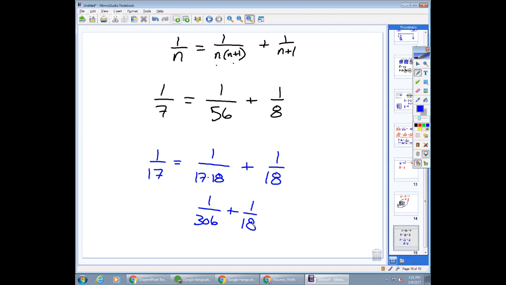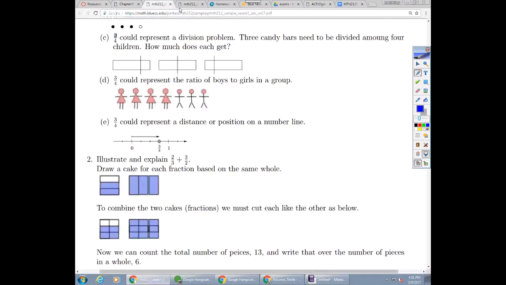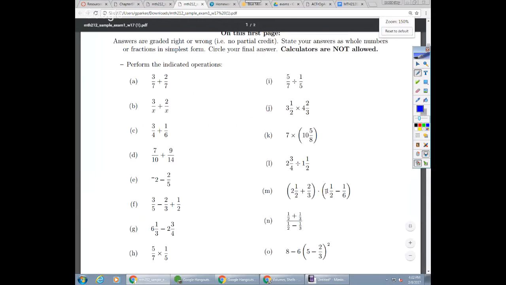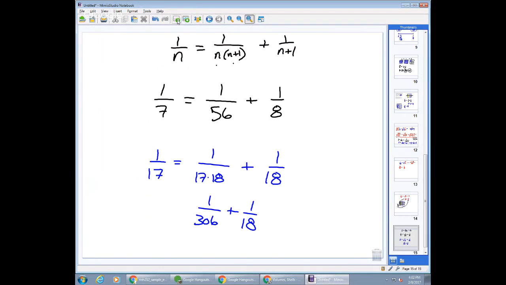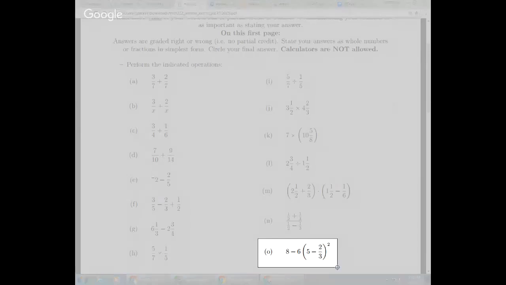I have another question. Okay, what's up? So on the front side of it, I don't know why, but I think about how to do it. It says 8 minus 6, parentheses, 5 minus 2/3, parentheses, squared. The bottom one. The bottom one. Okay, let's take a look at that one. The last one on the first page. Oh, on the back of that? Yep.